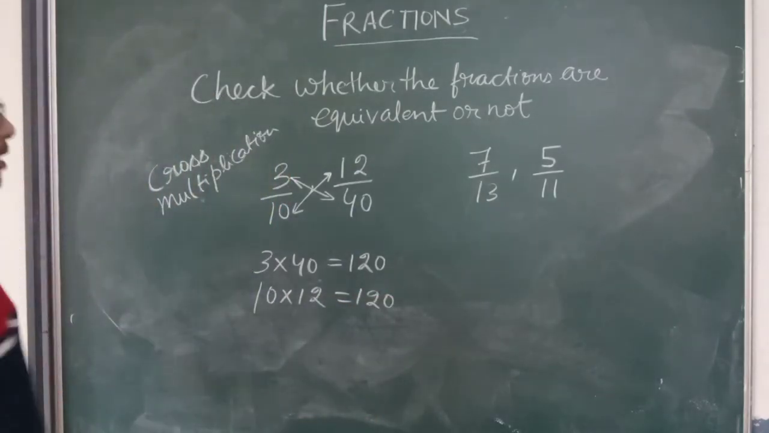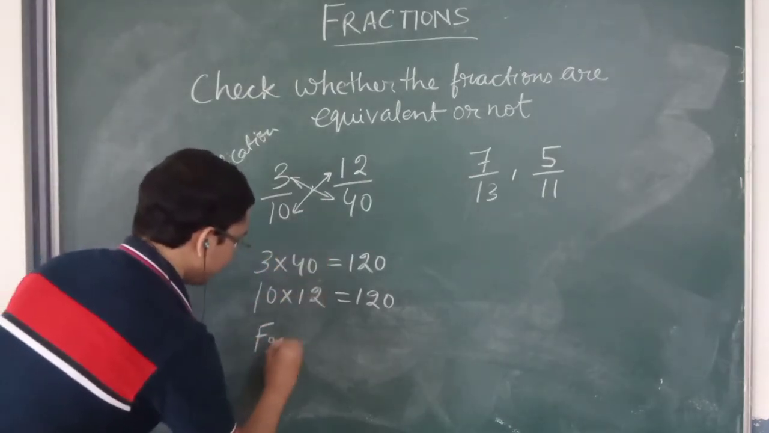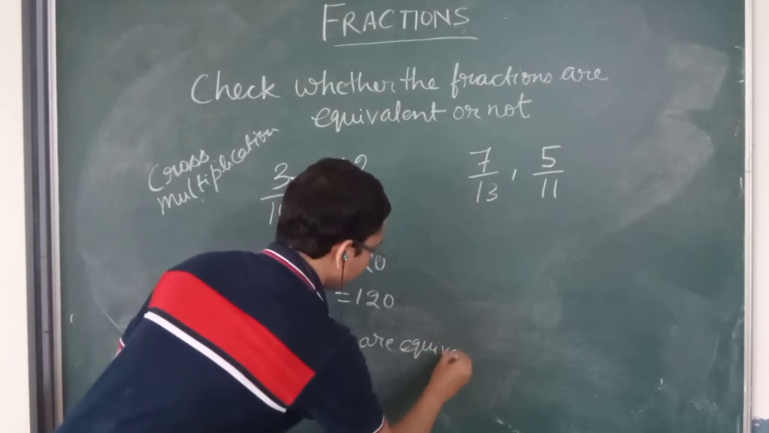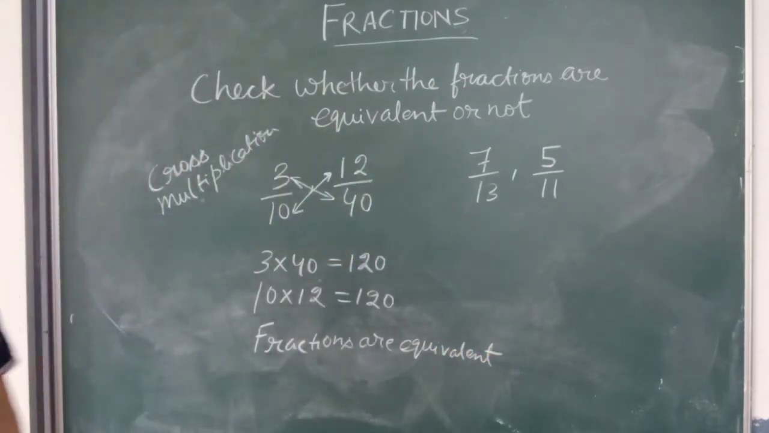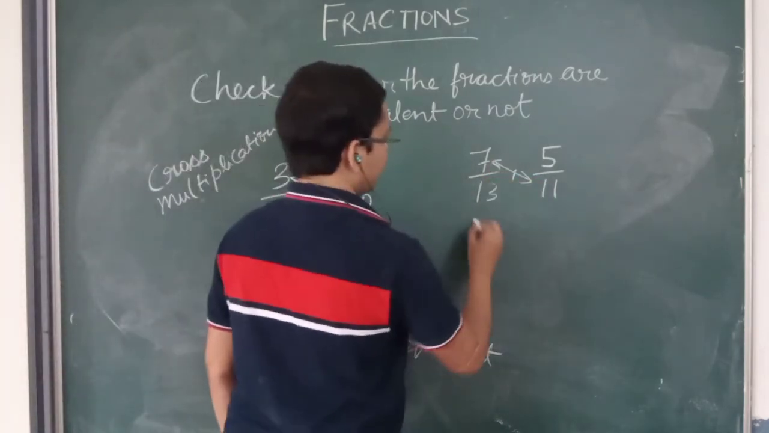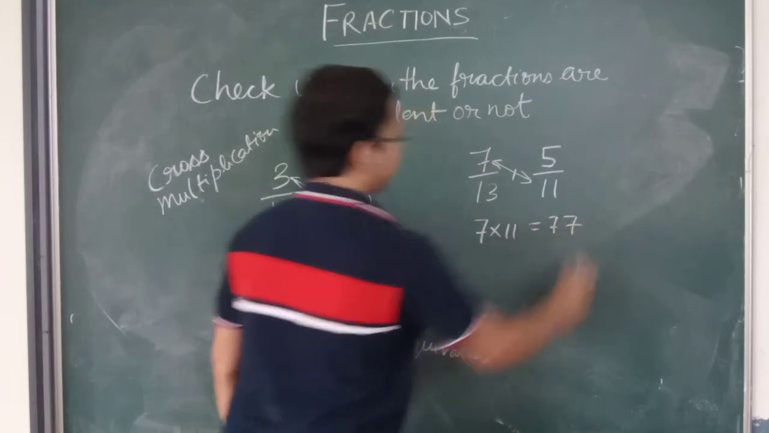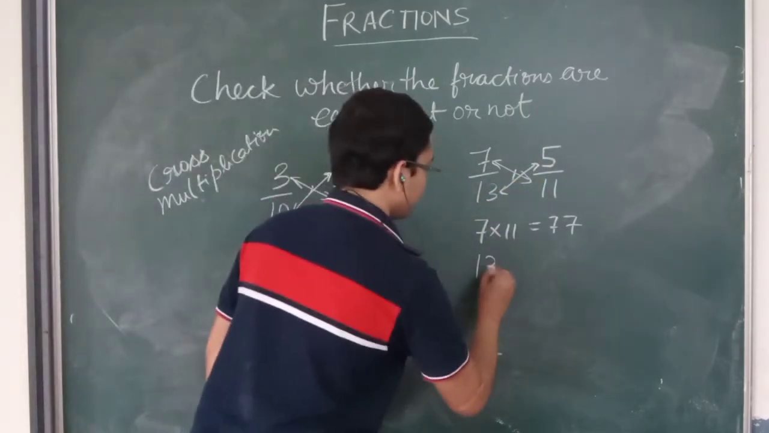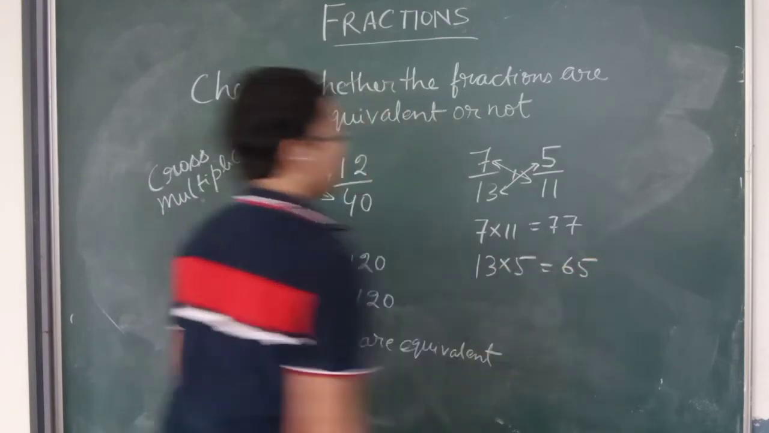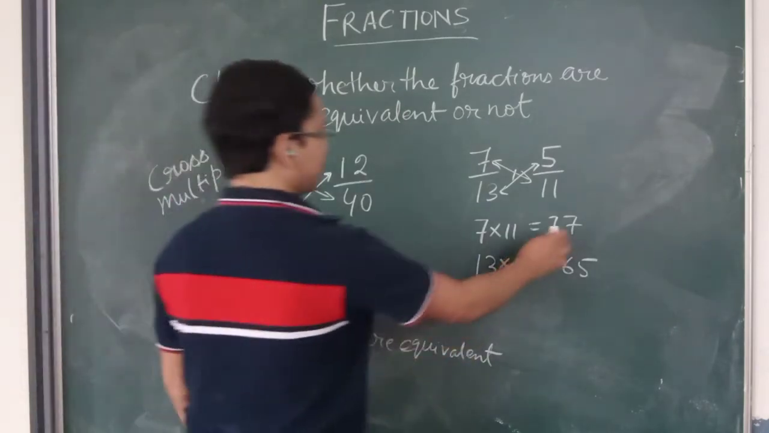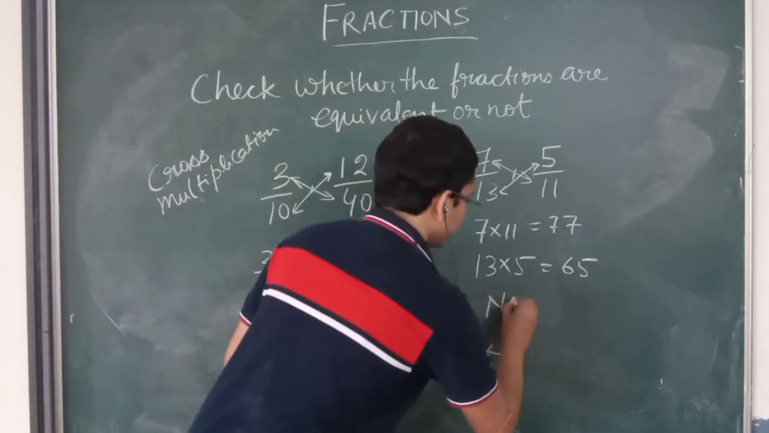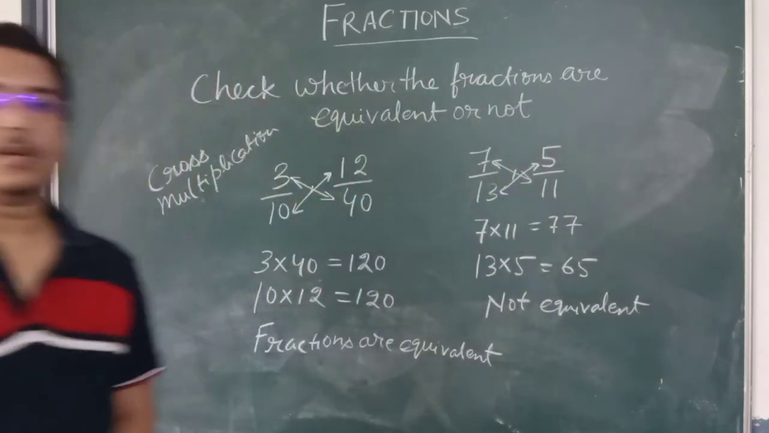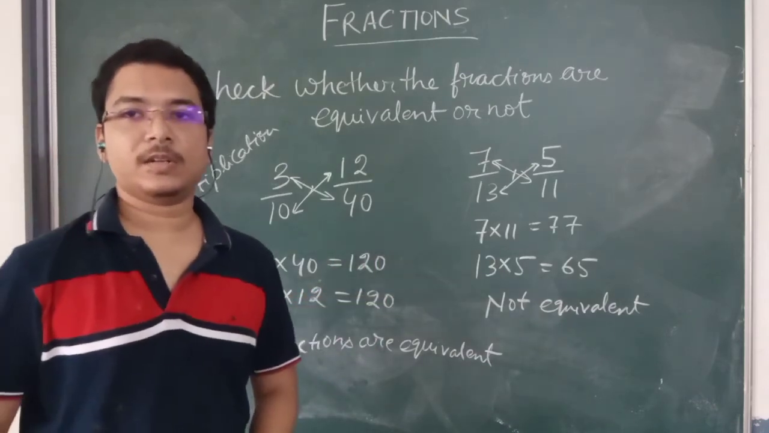If the answer comes the same, then the pair of fractions are equivalent. Okay, the fractions are equivalent. Let us check this one: 7 into 11 comes to 77. And multiply the denominator and the numerator of the other two, so 13 into 5 comes to be 65. So the values are not the same. One is 77, another is 65. So the fractions are not equivalent. This is how you check whether two fractions are equivalent or not.